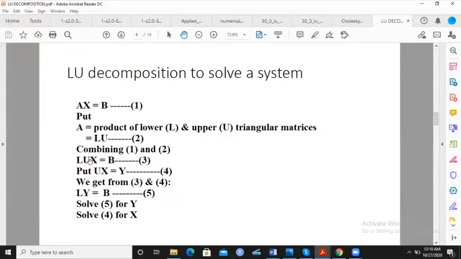Okay, if you say that this UX is another vector Y, what will happen? You will get LY is equal to B. You can see here LY is equal to B. You will understand after some time why we have used this substitution. There is a logic behind this step. Okay, it will help us to find X. So we will solve LY is equal to B to find Y. We will solve UX is equal to Y to find X. Okay, this is the algorithm.